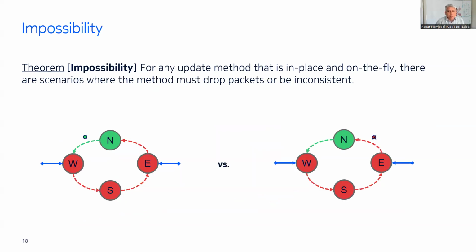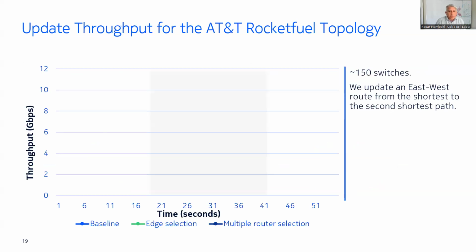We also show impossibility, and we've already seen this dilemma where we have to decide whether to drop a packet or to forward it. Forwarding the packet leads to a consistency problem, and so the choice is to drop, and we show that that is required. That's what the impossibility theorem says for any update method that is in place and on the fly. So now to experiments. We have more in the paper, but I'm just going to discuss the AT&T experiment.